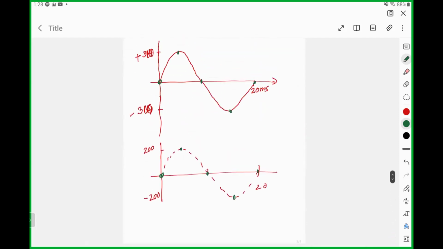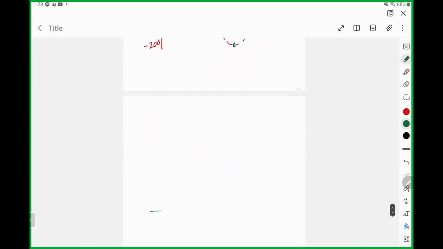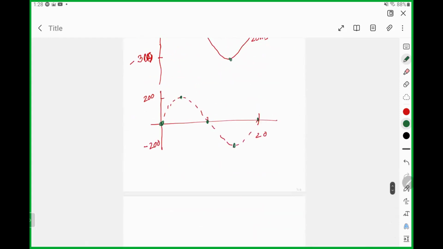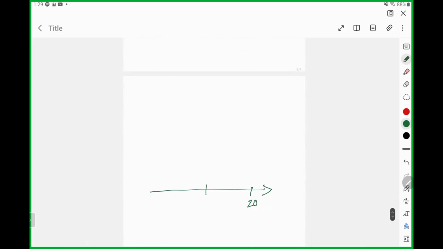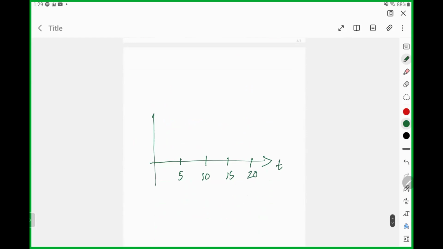So at 0, both of them have 0, right? So I will draw the same points here: 20 can be divided into four different sections. So we can take this one as 10, this as 5 and this as 15 millisecond. We'll take the same ones here: this will be 5, this is 10 and this is 15 millisecond. Now if I add them, here it will be 0 and 0. That will give you 0 value.